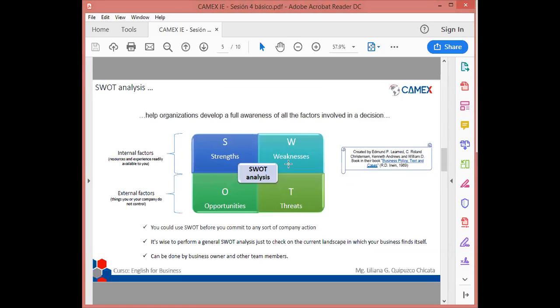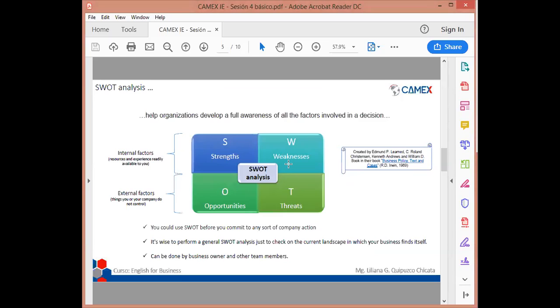On the other hand, external factors are the ones that we or our company don't have any control over. In this case, you don't have any kind of control over the opportunities that may come along, or you won't have any kind of control over the threats that also might come. Okay, so because we cannot control opportunities and threats, these are external factors.